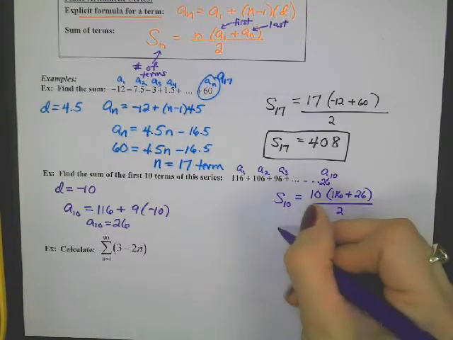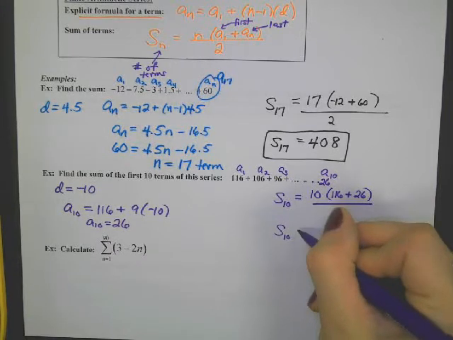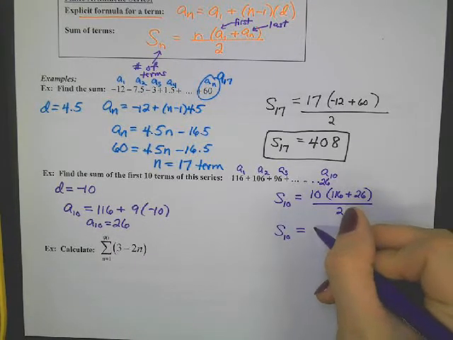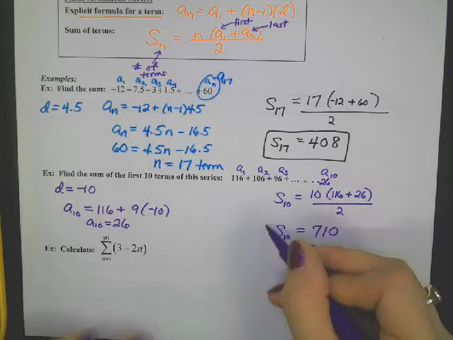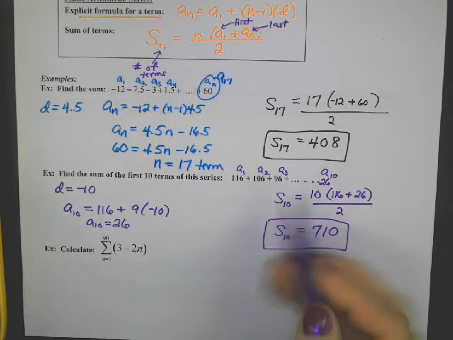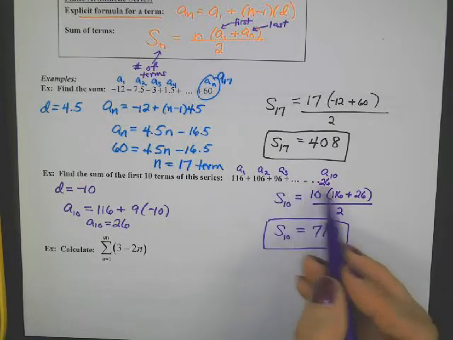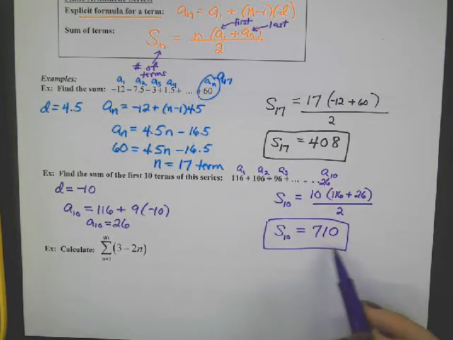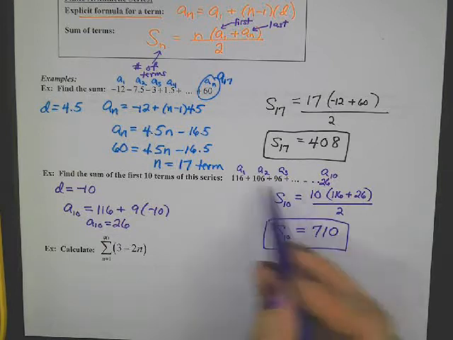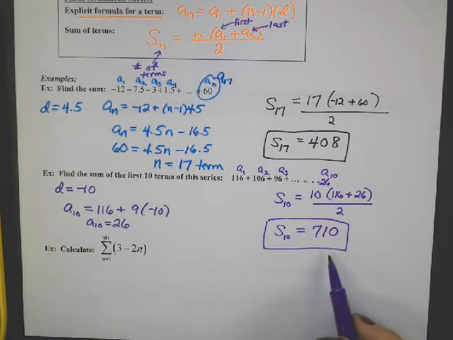Let's go ahead and do our calculation. Make sure you label s sub 10 is 710. Now let me just give you a pointer. 116 is nice. 106 is nice, nice, nice, all the way to 20. These are nice. If you do this and get a messy decimal, something is wrong, because a pile of nice numbers is going to come out nice. Just a quick check to see if you made a typo.